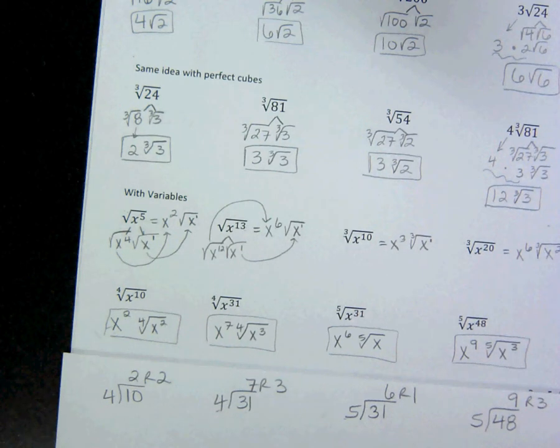So it looks a little crazy, but it's really just pulling out as many perfect squares or cubes or fourths or fifths, whatever you have, and then whatever's left stays in the radical.